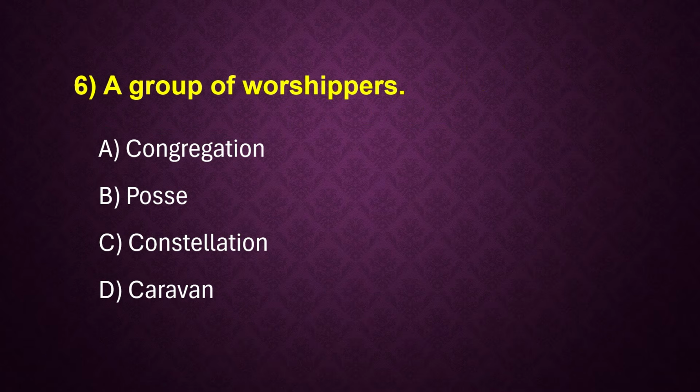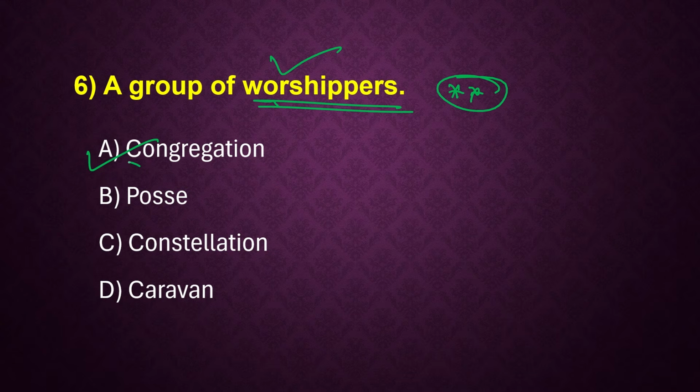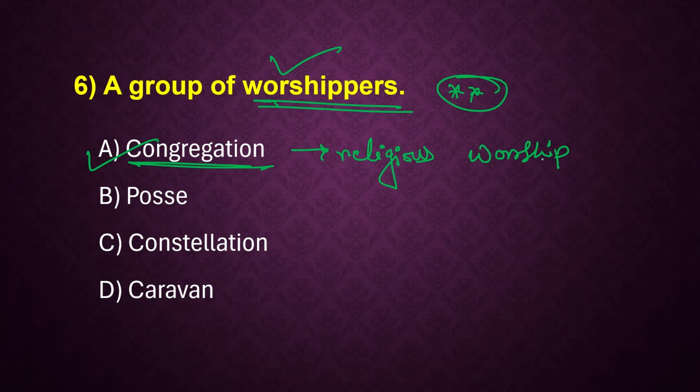Okay. Next, a group of worshippers. This one is also very important. A group of worshippers is generally called option A, and that is congregation. A congregation is a group of people gathered together for religious worship, especially in a church, mosque, temple or other place.